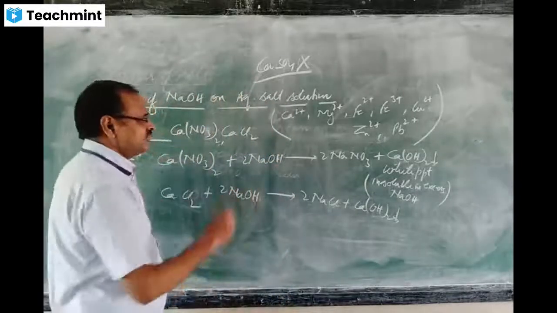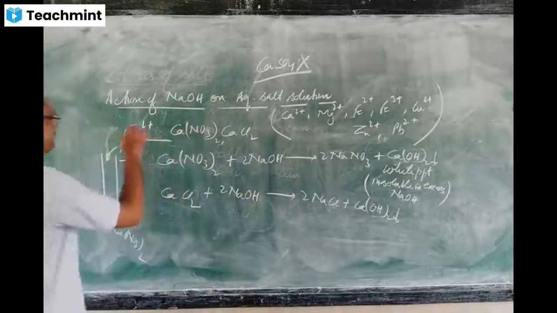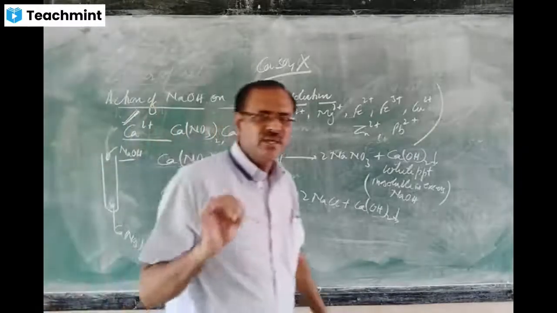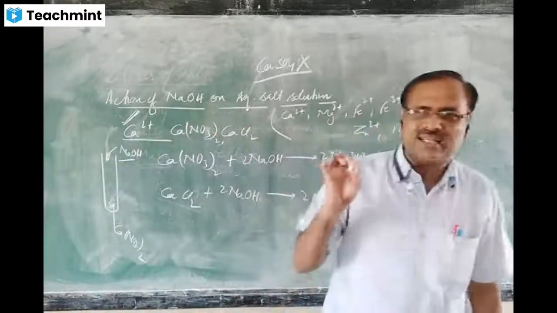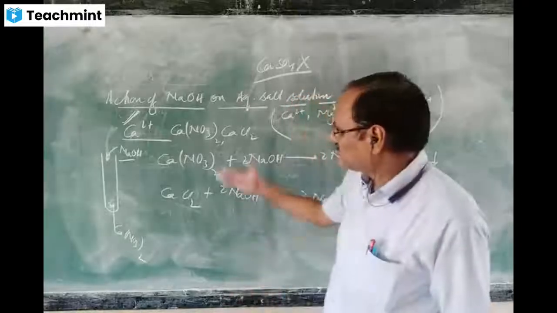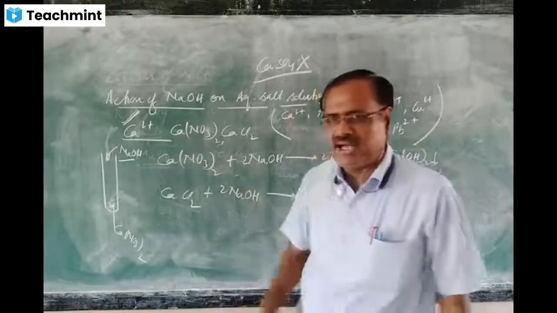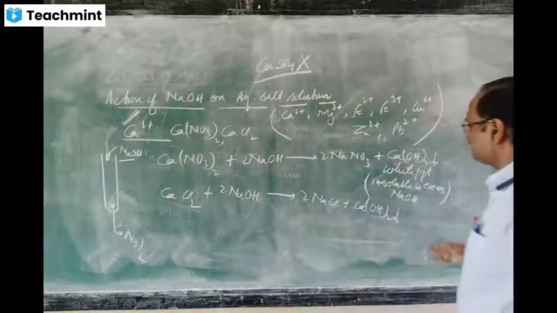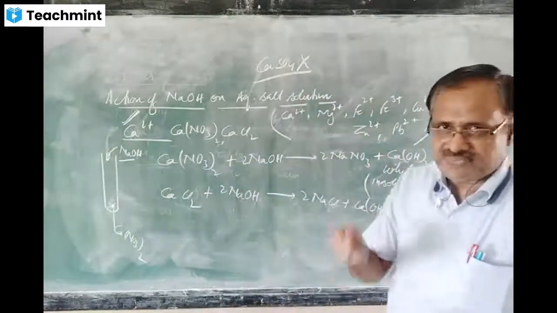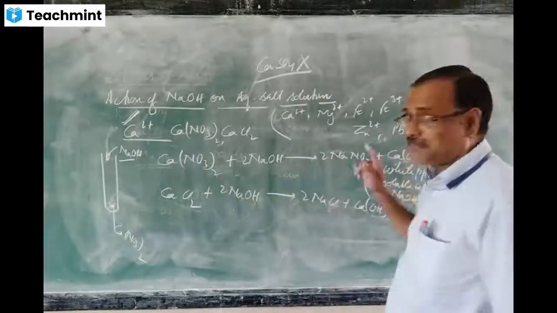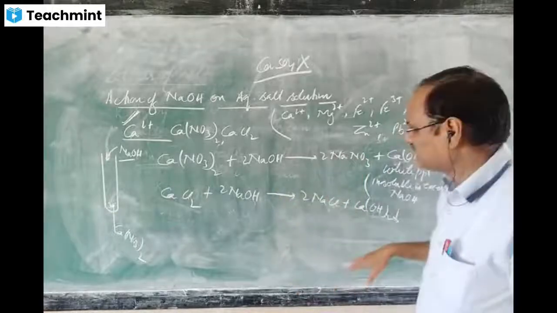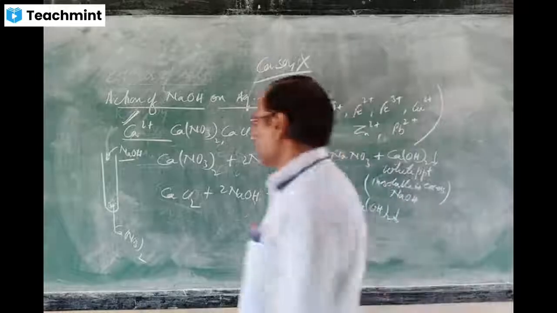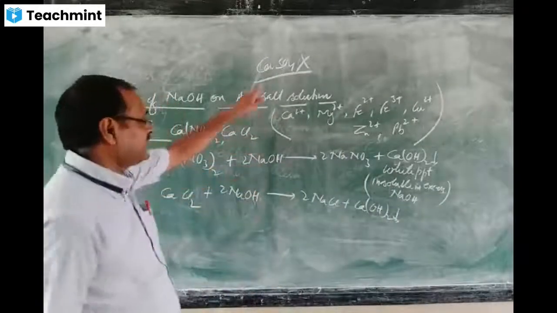So the test, what color you are getting, depends on the calcium ion. If any soluble salt of calcium is there, either calcium nitrate, calcium chloride or any other soluble salt of calcium, when you add sodium hydroxide in a small quantity, dropwise, first of all you get the white precipitate, and when excess is added, you will see that the white precipitate remains insoluble. So this test is not applicable for calcium sulfate.